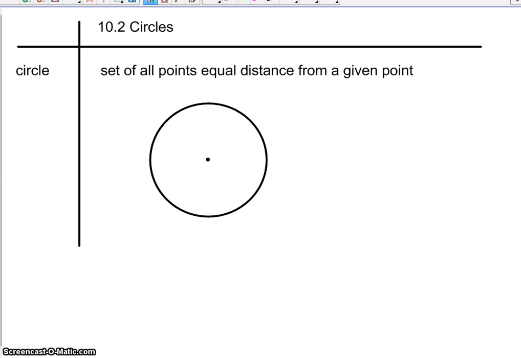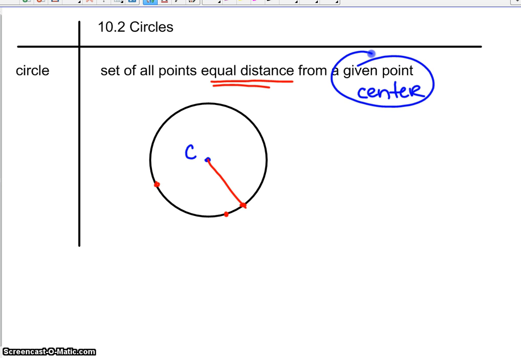So that given point where we're starting is my center. So for every circle, we need to know where the center is. And a lot of times what they'll do is they'll label it with a capital C. That equal distance piece, okay? When I talk about all points, okay, so there's a point here, there's a point here, there's a point here, but that distance from the center to each of those points again is what we call your radius.